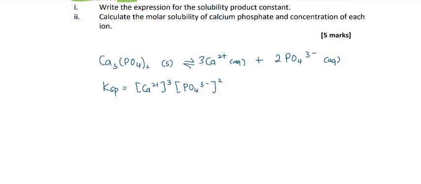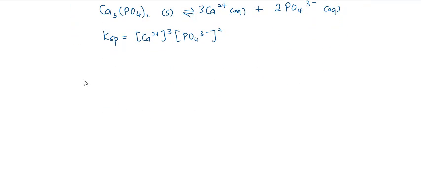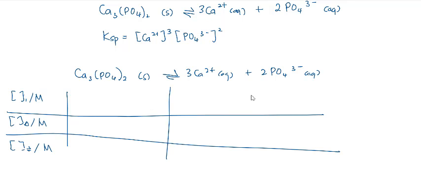And then next, calculate the molar solubility of calcium phosphate and the concentration of each ion. It asks for the molar solubility of calcium phosphate. So now we write back the equation. Remember, if there are questions, just ask. Now we have initial concentration, change in concentration and concentration at equilibrium. Since this is a solid, put a dash. Here we have Ca2 plus and also PO4 3 minus. So this is zero, zero, plus 3S and plus 2S. So we have 3S here and also 2S here.